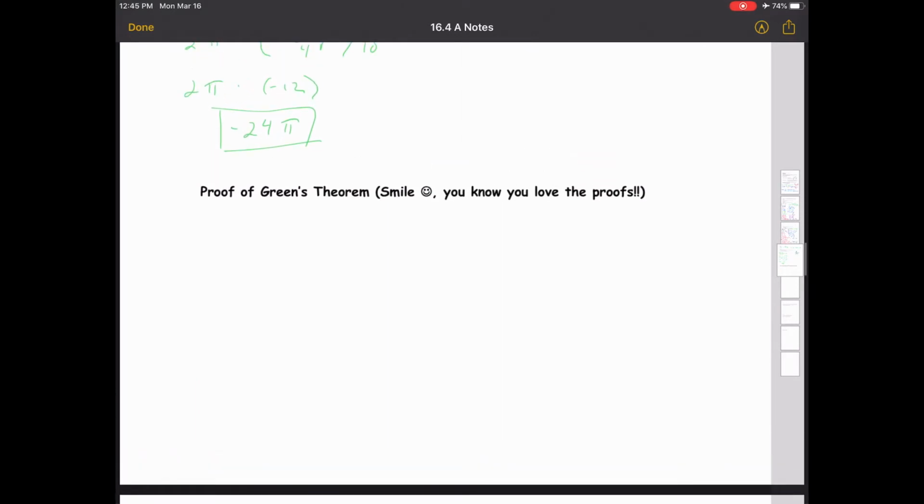Alright, we are going to get into the proof of Green's theorem, because if nothing else, you should have at least asked yourself, okay, this is great that this works, but why does it work? So here we go. And if you're not much into the proofs, then you really don't need to watch the rest of this particular part of the video. If you like the proofs, here we go.